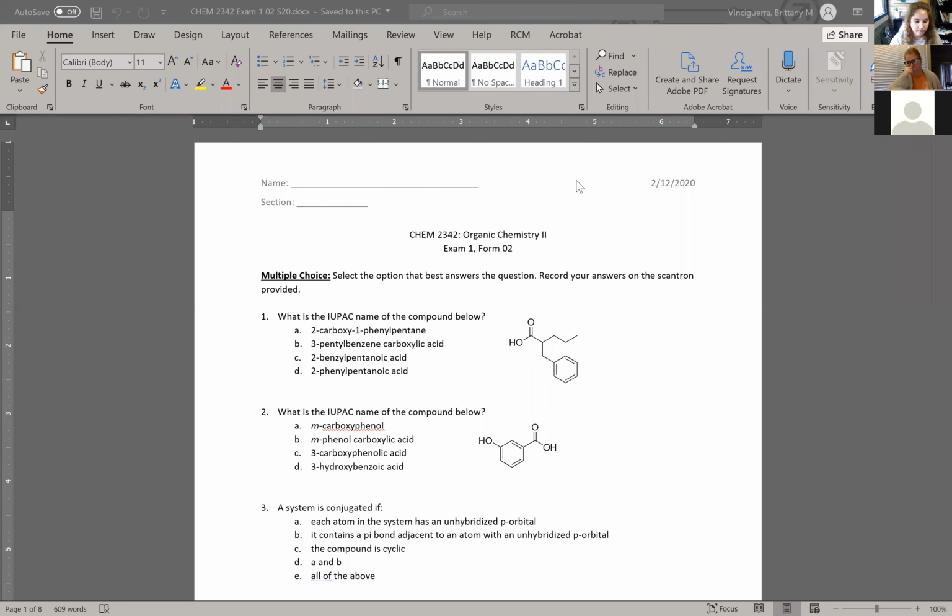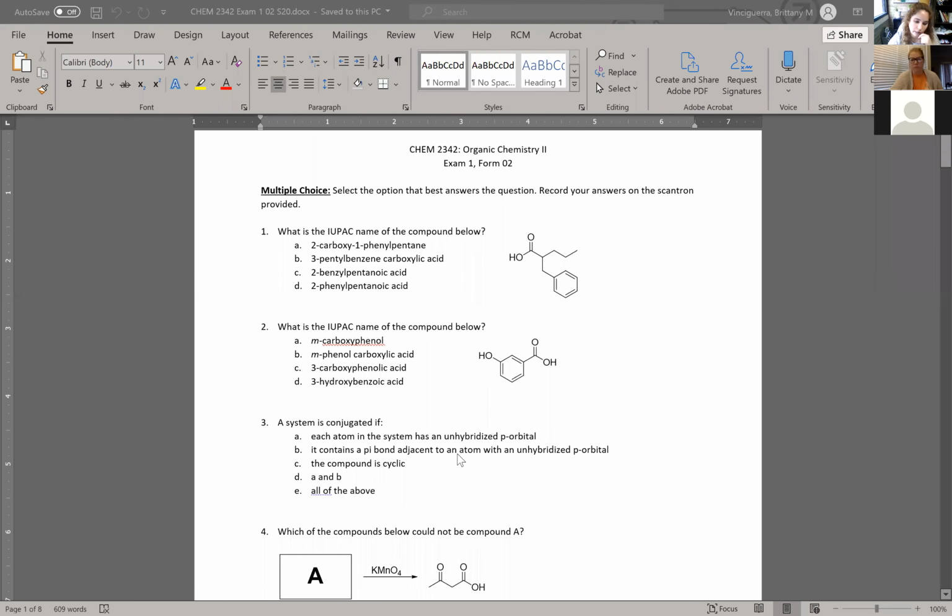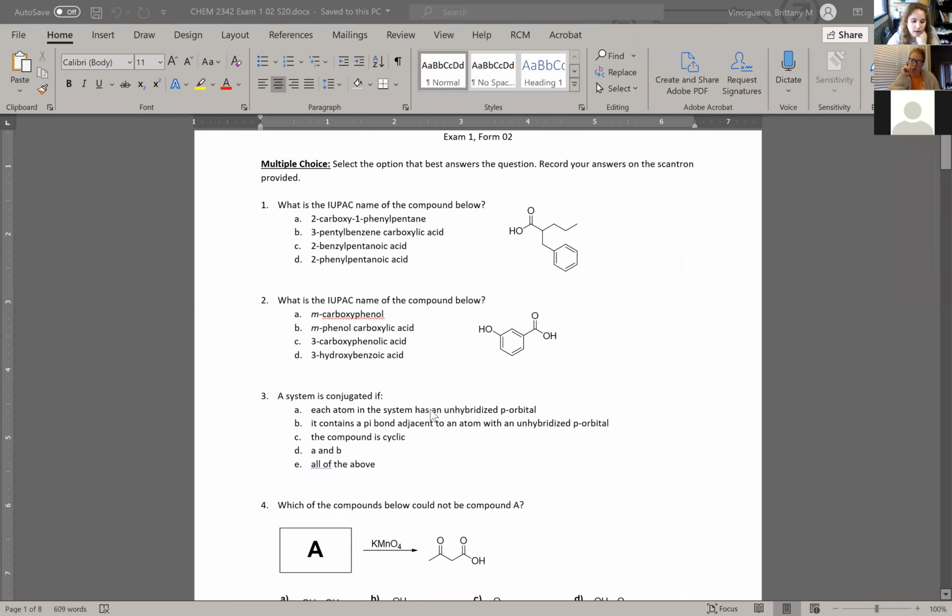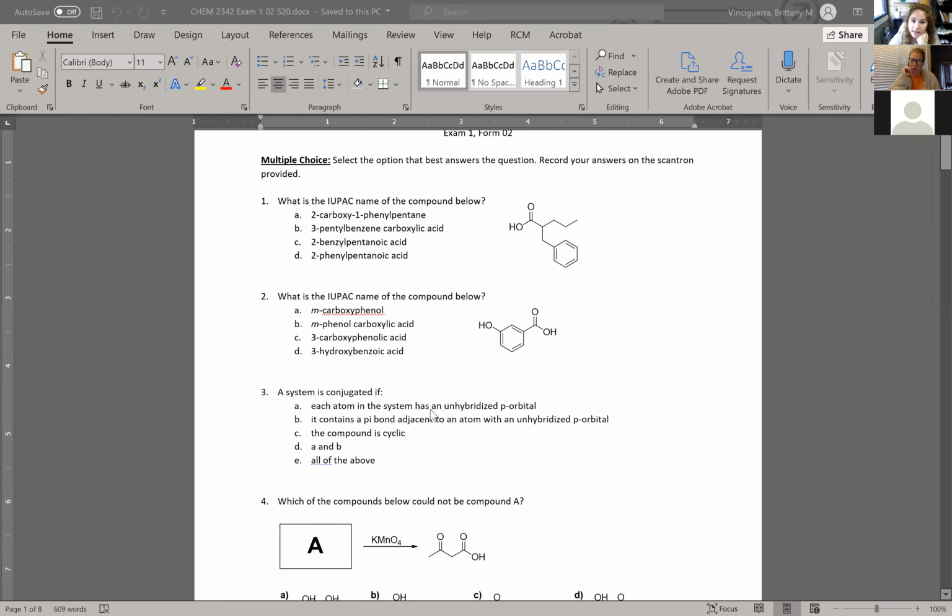Okay, so I'm gonna go through this so that you can get an idea of the types of questions. So there will be some IUPAC naming, so picking from a list of options. Usually what you'll see is there are some kind of tricky answers that sound really correct, but they are definitely not.